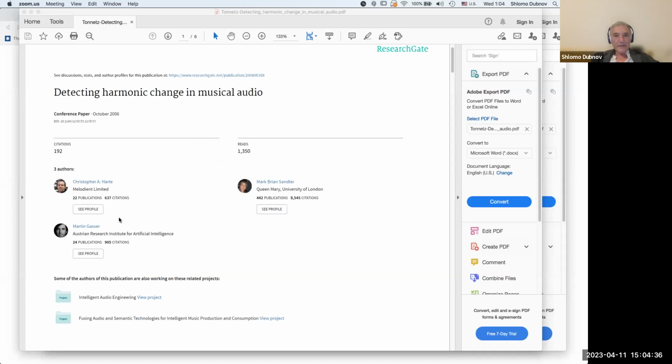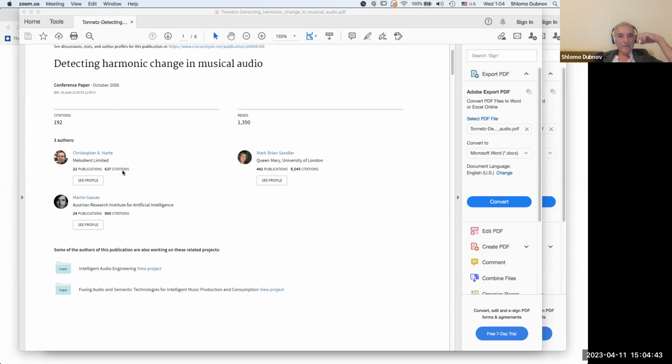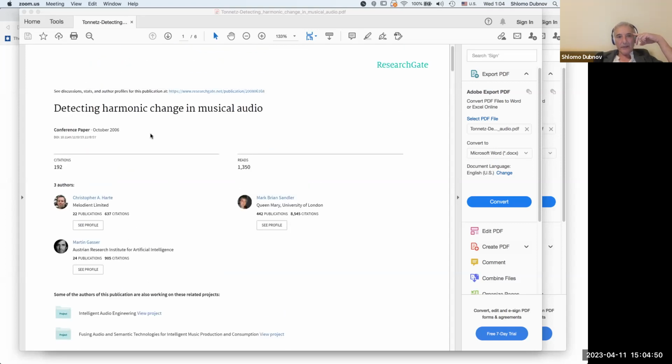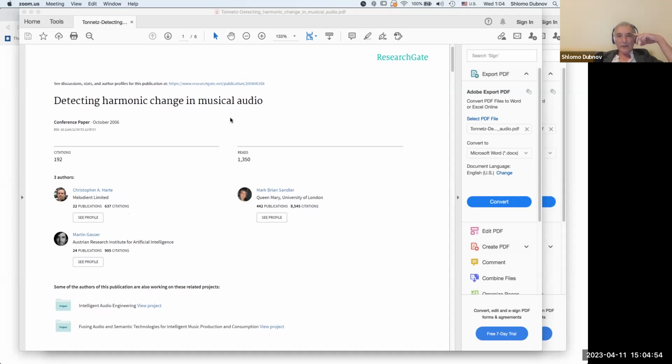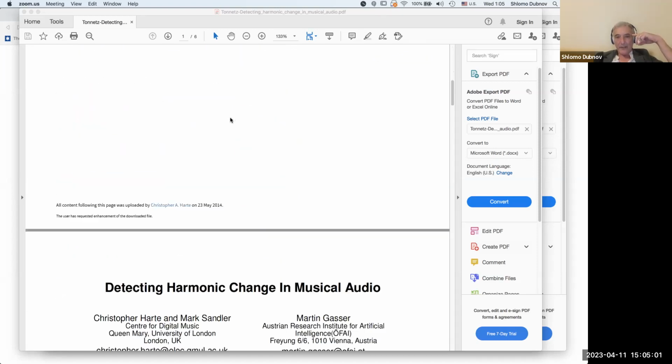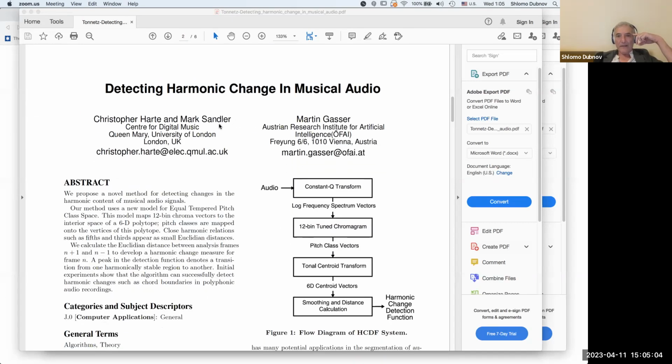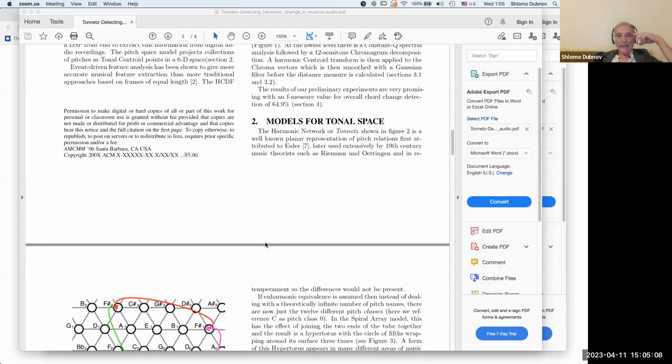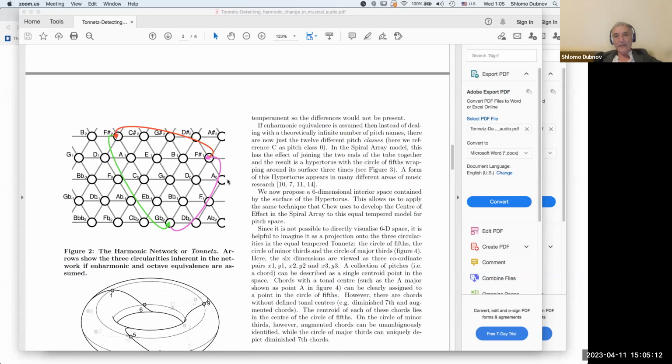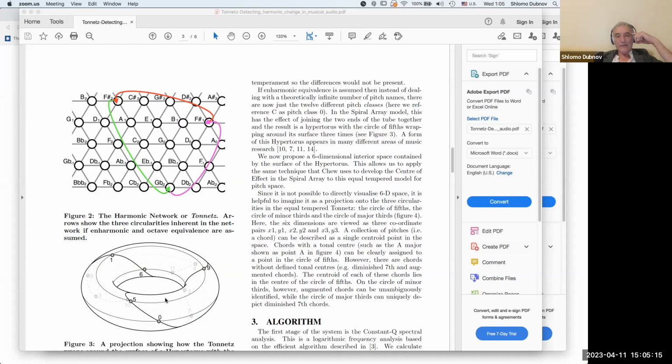So this is Mark Sandler's lab at Queen Mary, and Chris Harte and Mark Sandler's paper, Detecting Harmonic Change in Musical Audio, from 2006. This is a specific way of representation meant for changes in harmony. It describes the process here. And today we will discuss these representations, Tonnetz and this torus representation. This is a musical theory concept that existed before the six-dimensional vector was suggested for audio.